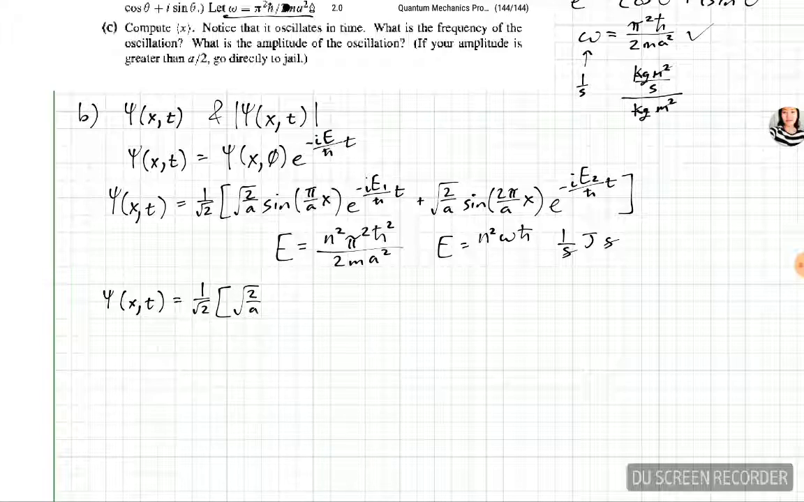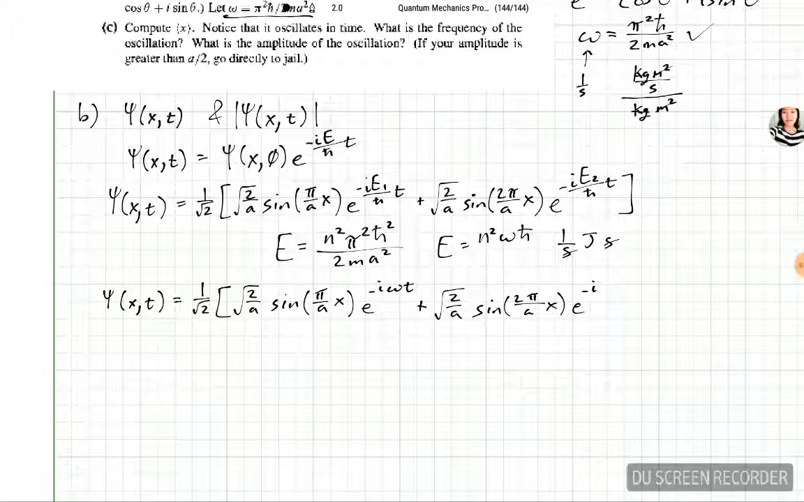And that's going to be 2 over a sine, and then E1 is just where n equals 1, so that's just i omega t. And I have my second excited state. And now there, n equals 2, so that's 4 omega t. Okay. So that cleared that up significantly, right?